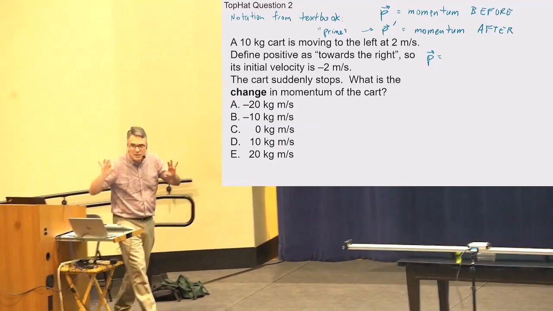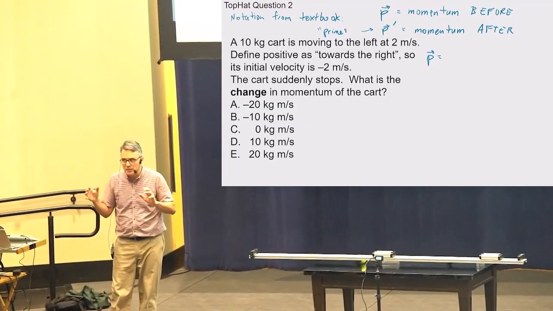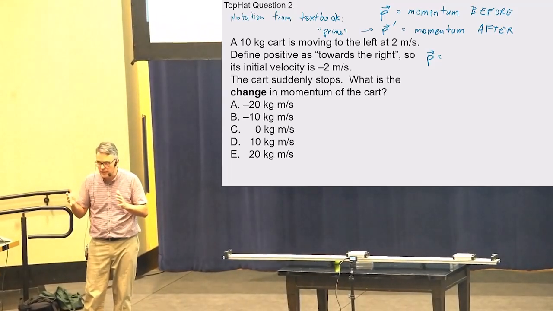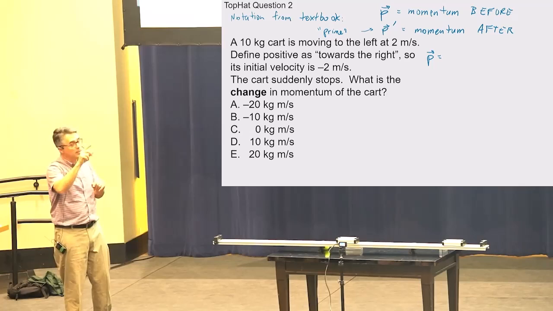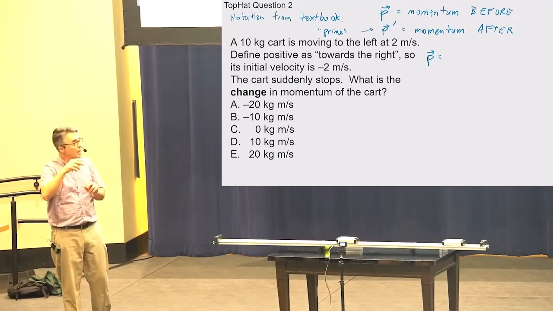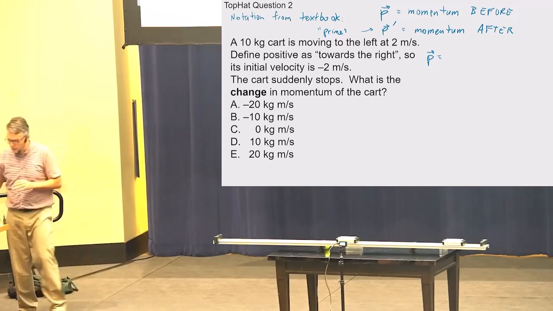One thing about the textbook is that they use what's called a prime, which I sometimes refer to as a ticky thing, half a quotation mark or something like that. So they say P is momentum before, and P prime, or P with the ticky thing, is momentum after. So the little primes go on the after the collision.